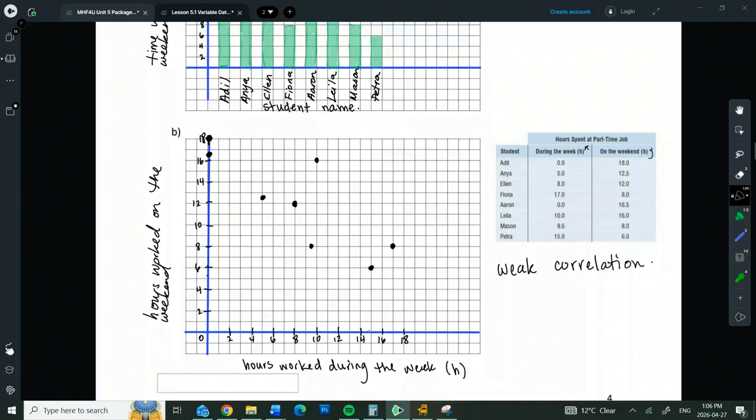Doesn't necessarily mean if they work more during the week that they'll work less, although the trend is going a little bit downward. But again, we'd want those points to be a little closer together to be a stronger correlation. Okay, good.